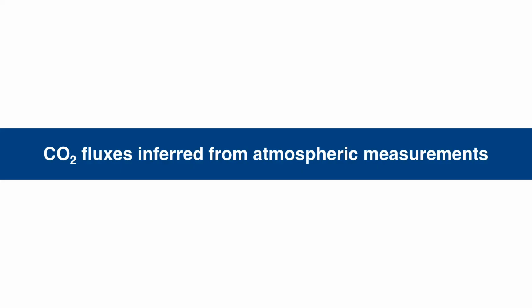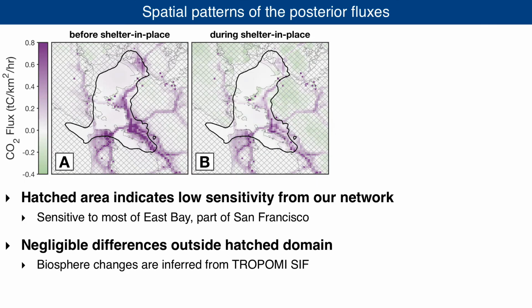All right, now I'll move on to the results and show the CO2 fluxes inferred from our measurements. Here I'm showing the spatial patterns of the posterior fluxes before shelter in place on the left and during shelter in place on the right. We're strongly sensitive to the East Bay, and the hatched areas indicate regions of low sensitivity, as I mentioned.